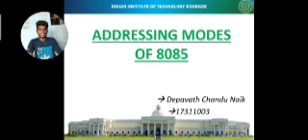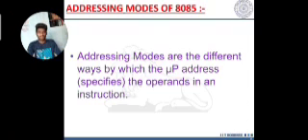The method by which the address of the source of data or the address of the destination of result is given in the instruction is known as addressing modes. The term addressing modes refers to the way in which the operand of the instruction is specified. The addressing modes are the different ways by which the microprocessor specifies the operand in the instruction.